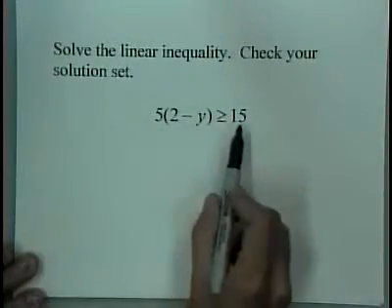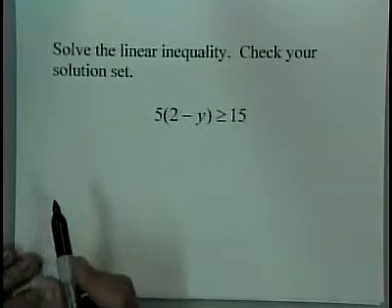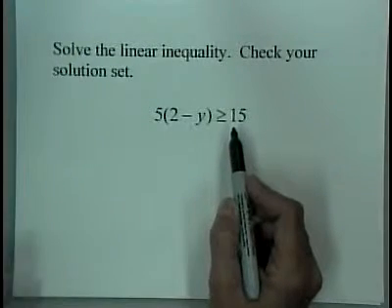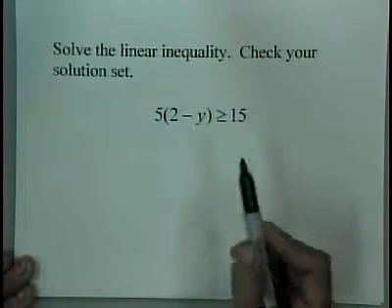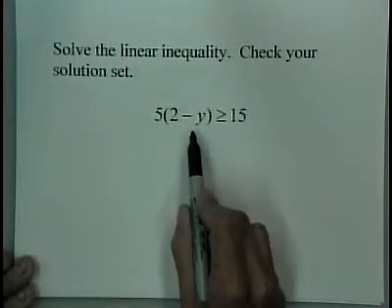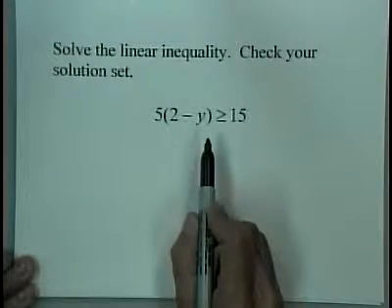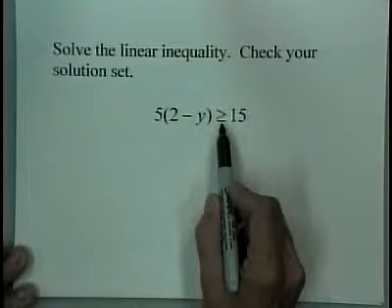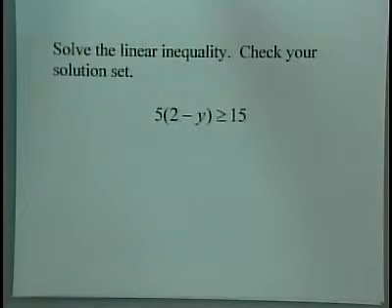Here's a linear inequality. What we're going to do is solve it and check our solution set. When you solve a linear inequality, you're going to solve it similar to how you would solve an equation, with the additional rule that if you need to divide or multiply both sides of the inequality by a negative number, the direction of the inequality symbol changes. Just to emphasize that rule, we'll come back and solve this inequality in a minute.